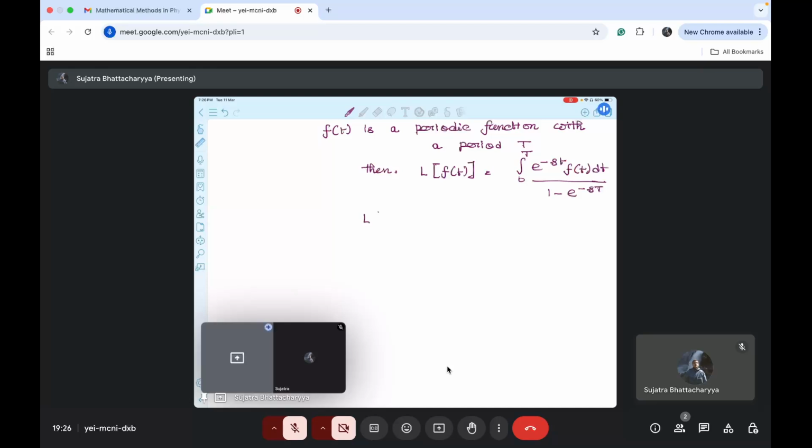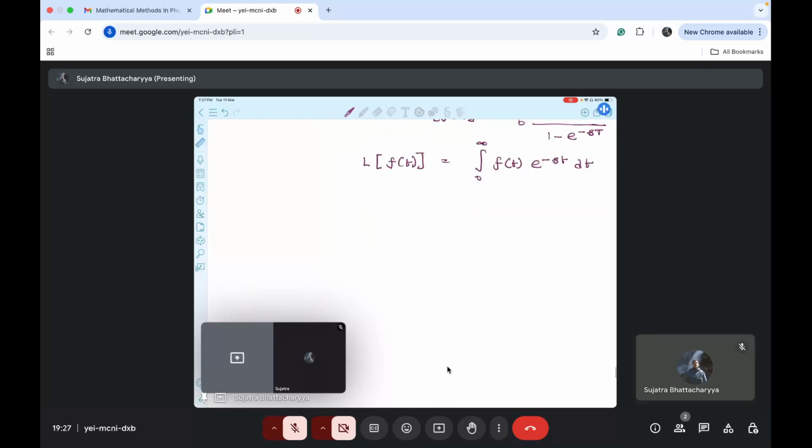Okay, we know that the Laplace transform of f of t, by definition, is nothing but the integral from 0 to infinity of f of t e to the power minus st dt. Right? This is the definition we are using. Now what I will do is divide it into several periods. Like 0 to T is the first period, where I write f of t e to the power minus st dt. The next period, T to 2T, will have e to the power minus st, and the function's value will be the same in this dt. Similarly, and so on.